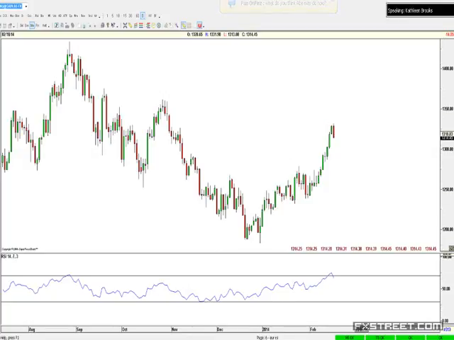So as you can see, with gold, it's hard to know. Did gold come off today because the dollar was stronger? It could have been, but overall, on a long-term basis, that doesn't really tally up.